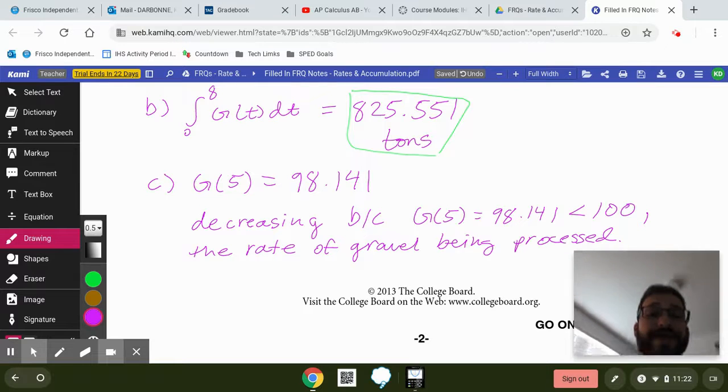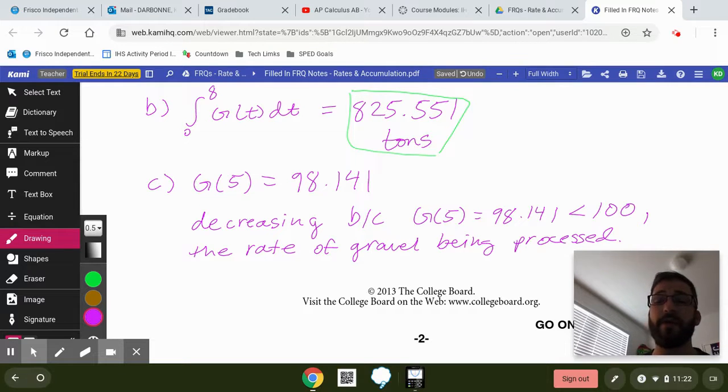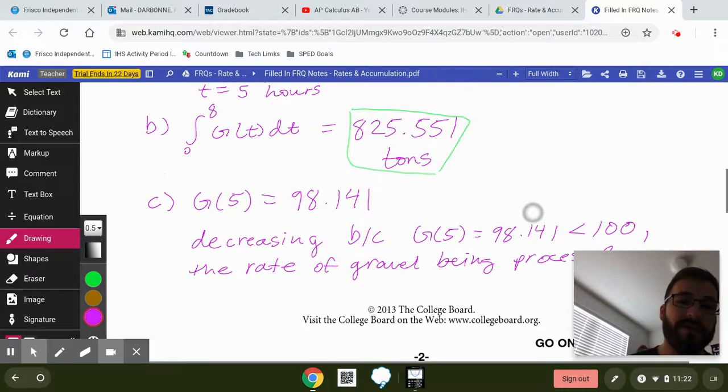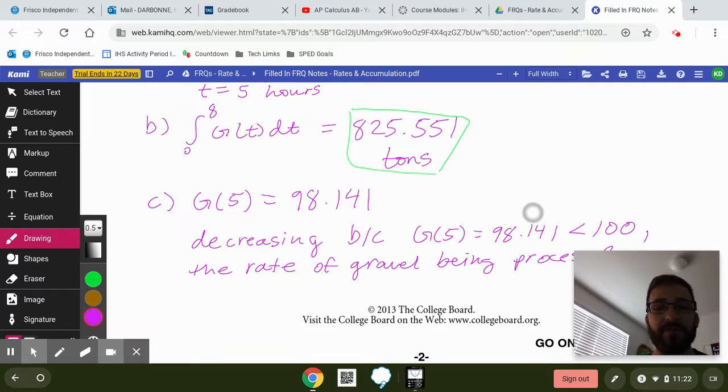Okay, so because the value of gravel coming in was less than the value of gravel being processed, the amount of gravel actually in the plant is going to be decreasing. So we're comparing the two rates to each other, because the rate that was processing it was higher than the rate that was bringing it in. The overall amount would be decreasing. Okay, so now moving on to our very last question, part D.